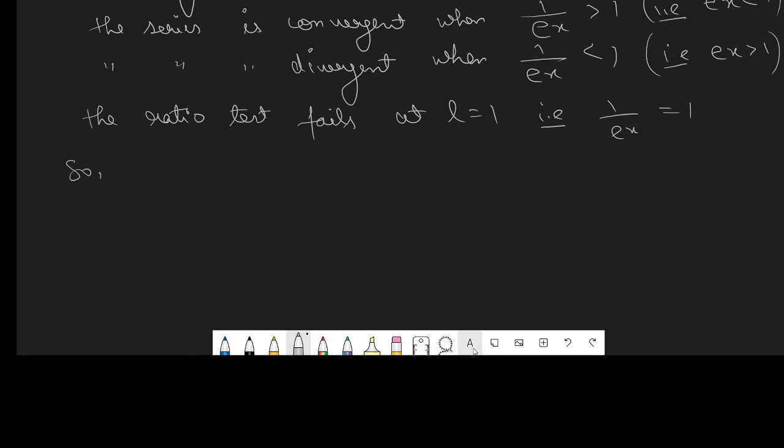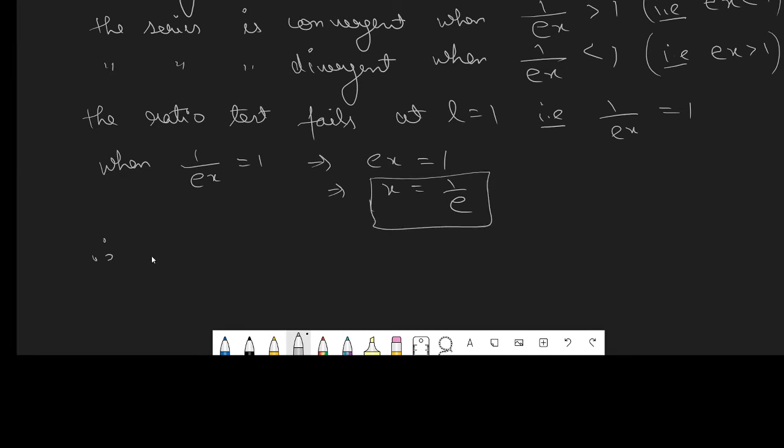So we'll take this case also, when e^x is equal to, we'll say, 1 by e^x is equal to 1, which implies e^x is equal to 1, that is x is equal to 1 by e. So if we have x is equal to 1 by e, then the given series will put the value of x. Now we have a constant value for x, so we'll put that value in the given series.